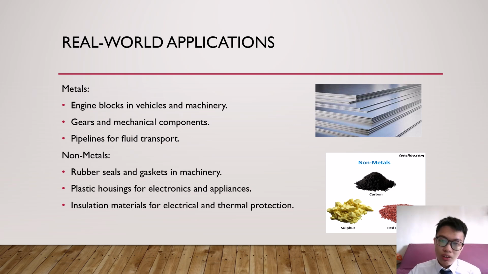Okay, these are real-world applications. Metals are mostly used for engine blocks in vehicles, mechanical gears and components, and pipelines for fluid transport. Non-metals are mostly used for rubber seals and gaskets in machinery, plastic housings for electronics, and insulation materials for electrical and thermal protection. So both metals and non-metals are important in the automotive industry and in material use.